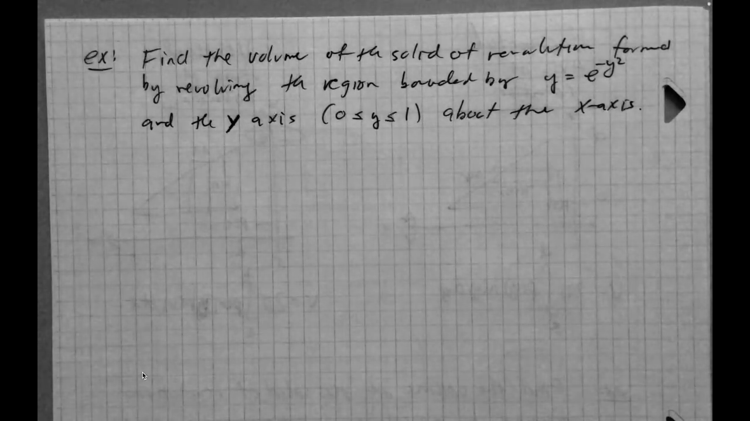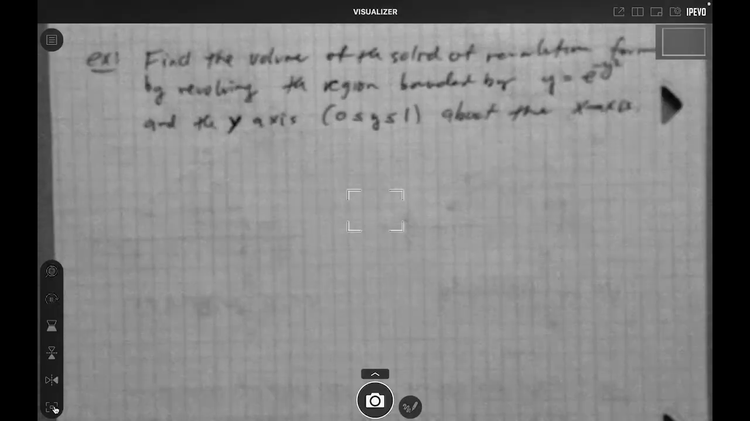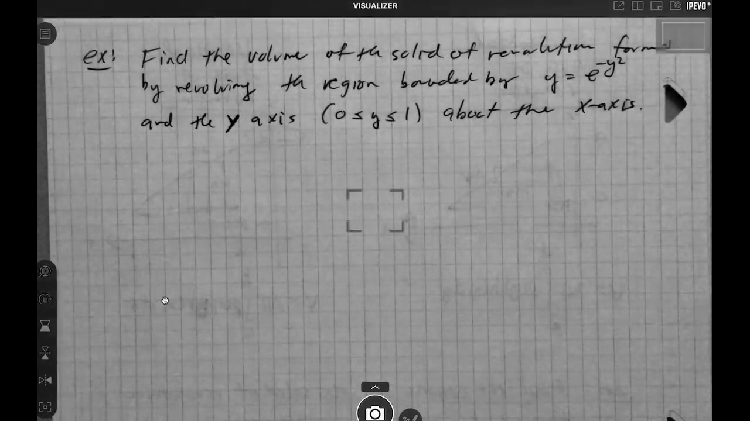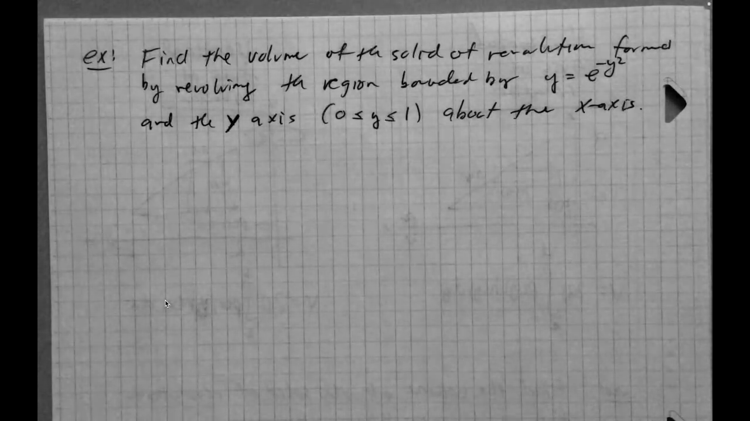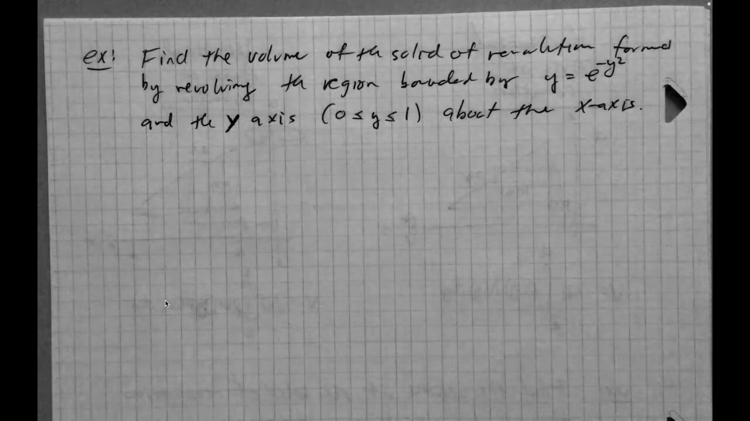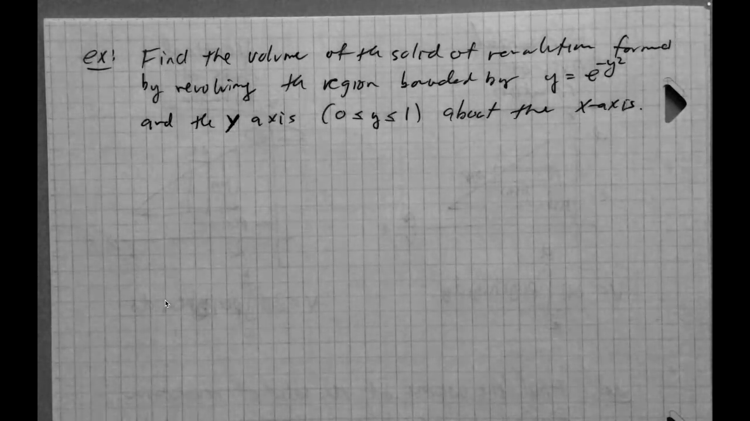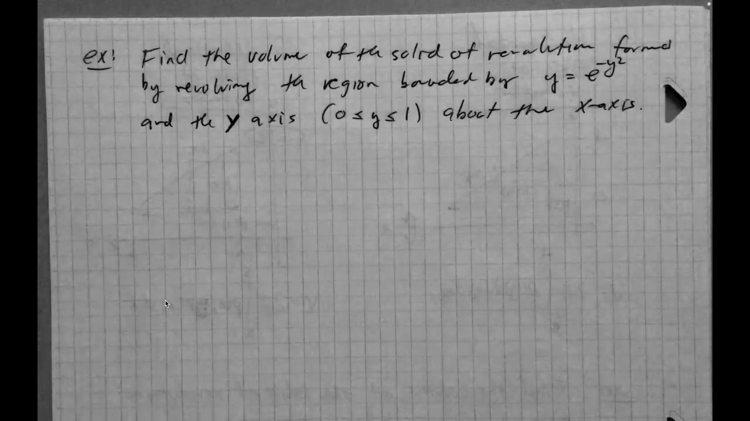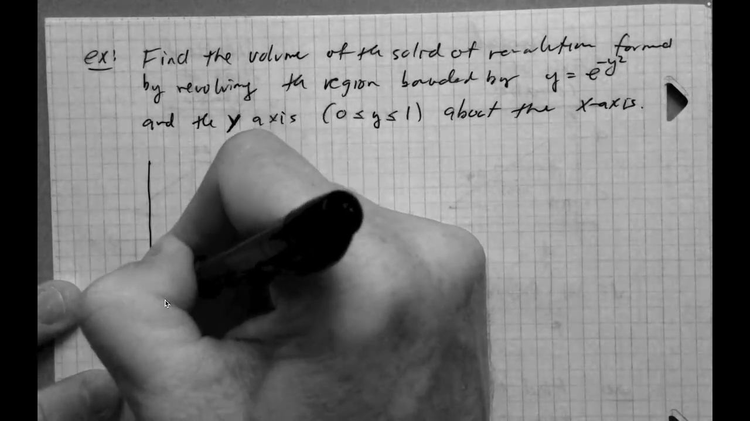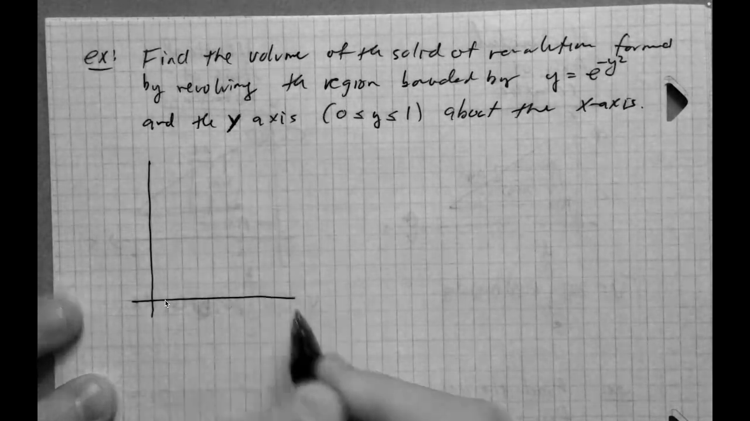So find the volume of the solid of revolution formed by revolving the region bounded by y equals e to the negative y squared and the y-axis about the x-axis. Okay, so let's plot this. Always plot them first. All right, you guys see what these things look like.